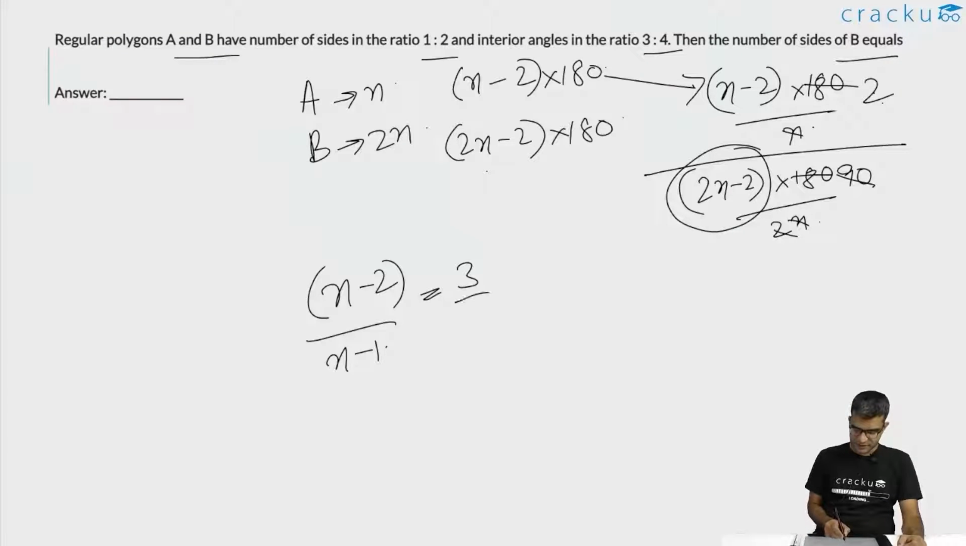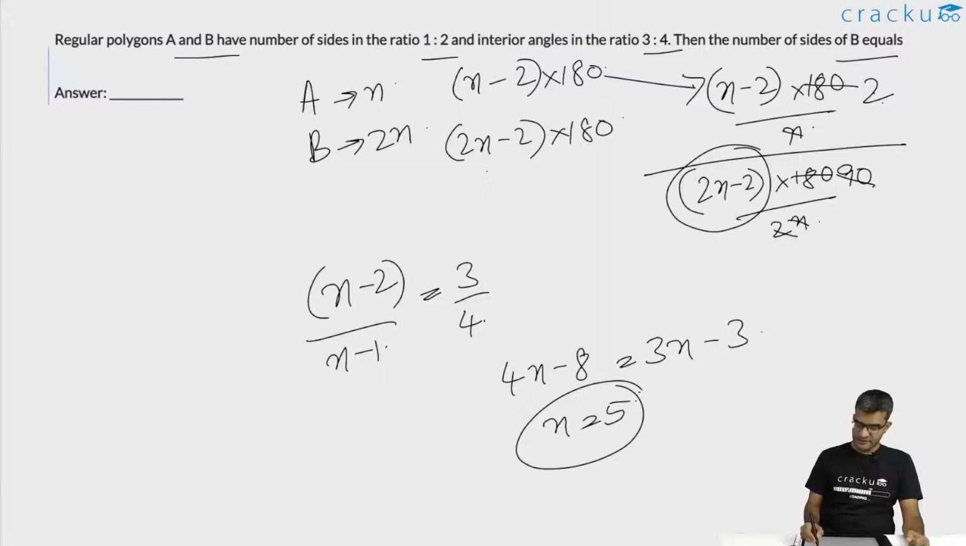This is equal to 3 by 4. You can cross multiply. So 4n minus 8 is equal to 3n minus 3, or the value of n is equal to 5. So the number of sides of polygon B will be equal to 2n, which is 2 into 5, that is 10.